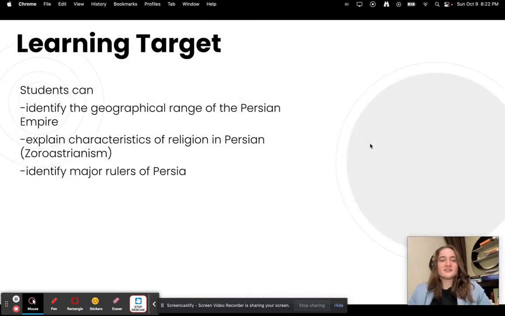All right, the learning targets are that you should be able to identify the geographical range of the Persian Empire, explain characteristics of religion in Persia, and identify major rulers of Persia.